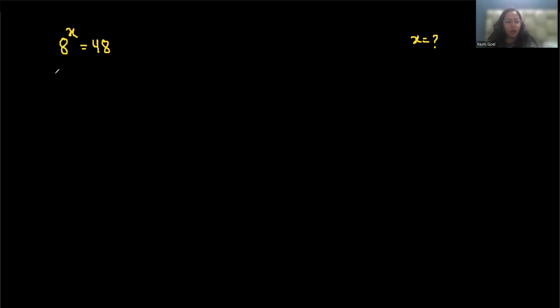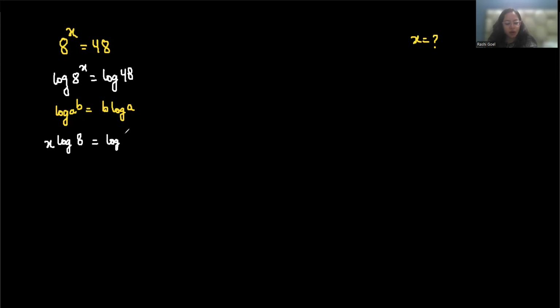So I am taking log on both sides. So log 8^x = log 48. According to the log rule, log a^b is equal to b log a, and this becomes x log 8 equals log 48. Now, x is equal to log 48 by log 8.